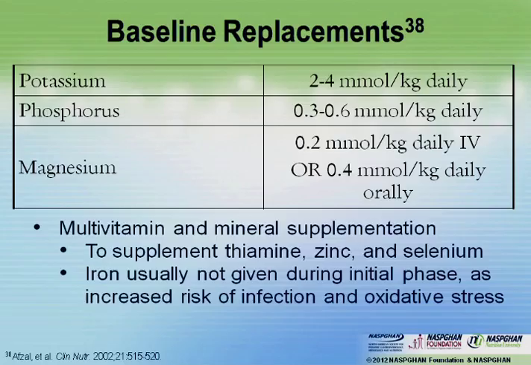These are replacement suggestions. And in general, it is probably best to give them a multivitamin, multimineral supplement. We typically give it orally. The thiamine deficiency has been classically described in alcoholics. I haven't seen reports from children. And in very significantly malnourished children, iron is usually not given during the initial phase.